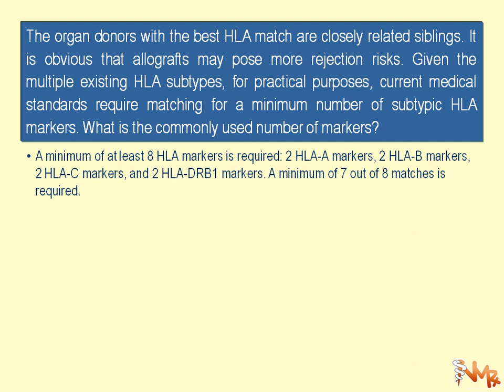A minimum of 7 out of these 8 must match before we can proceed to transplantation. So the number 7 is the magic number. In some situations, some clinicians may even use 2 additional DQ markers. Of course, you can add as much as you wish, but there is a limit. We have to be practical when it comes to transplantation because the life of the patient is at stake.